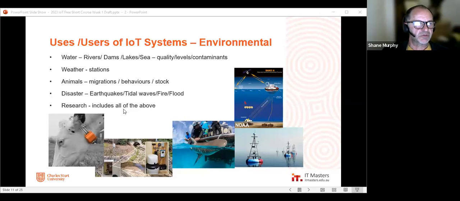But yes, research includes all of these sorts of things. So there is a category of IoT systems that are done for pure research, and they're funded by universities and government, and they often contribute a lot to what goes on with IoT in the longer term, and particularly in these sorts of areas.